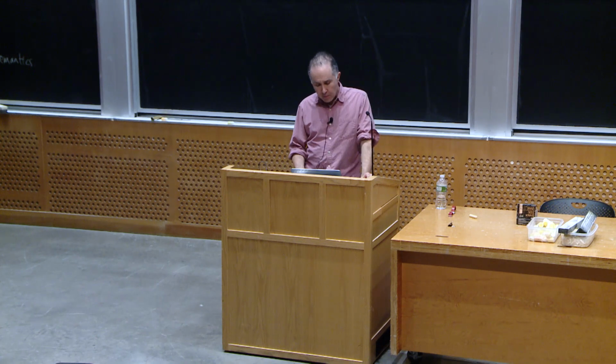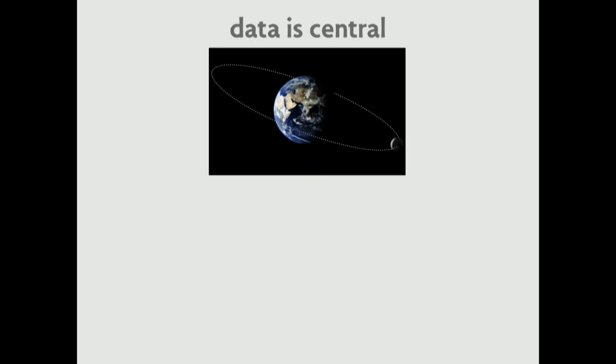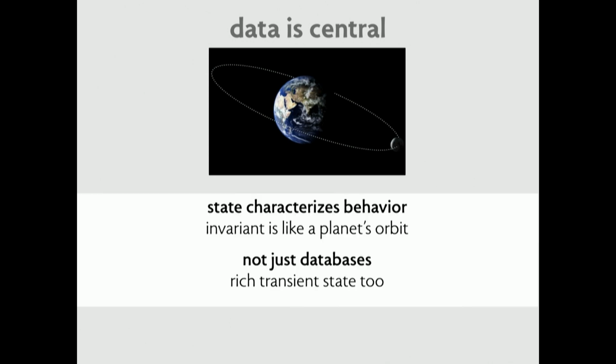The other reason that data models are really important is that data is sort of central to everything. It's almost like the data in a system is like an orbit, right? It doesn't exactly describe the behavior, because you don't know how the thing will move around the orbit, but it tells you what the orbit is. It tells you where it can go. And it's not just databases that you can design with data models. Any kind of transient structure can be defined.